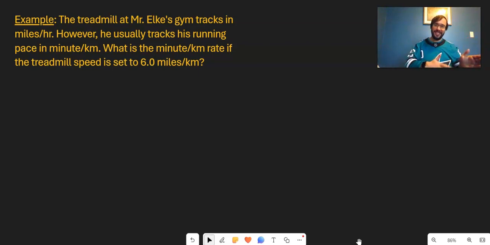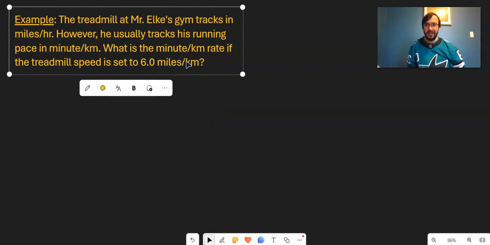So the treadmill at the gym is in miles per hour, but my watch, when I track the distance, it's in minutes per kilometer. And I prefer minutes per kilometer. That's how I like tracking things, just personally. So what is the minutes per kilometer rate if the treadmill speed is in miles per hour?